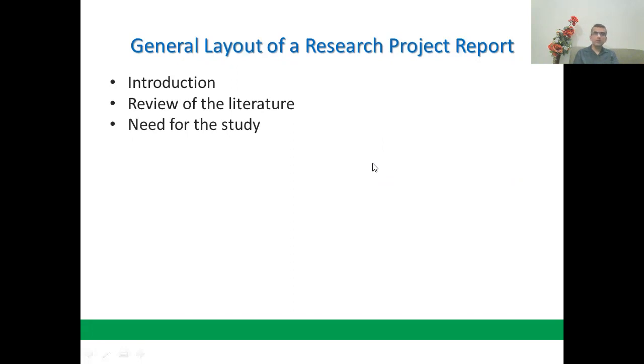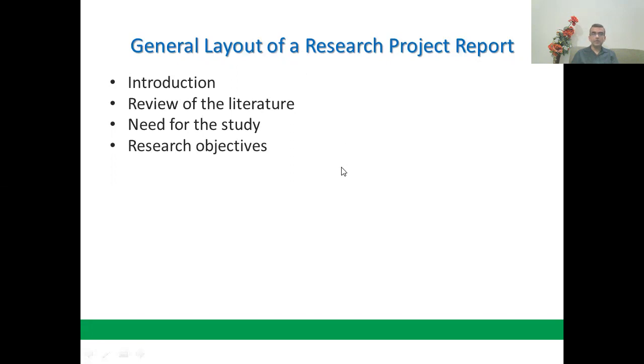So the review of literature will suggest the research gaps, and those gaps will help the scholar or the student, whoever is taking up the project, to identify the need for the study. So that is the third thing which you should have in a research project report. After the need for the study, then we have the objectives of the project.